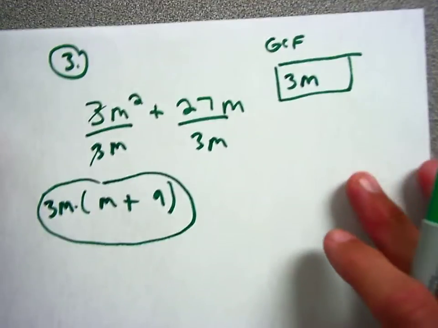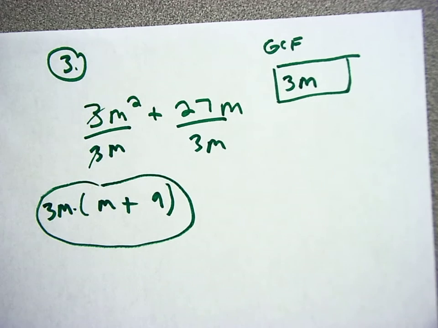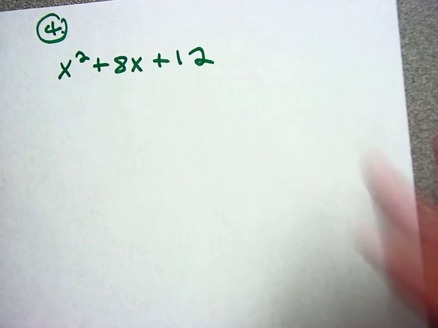Get in the habit of looking for a GCF, even though there's a big group of factoring where there won't be one, other than one, which is where I'm going in the next example. All right, here we go, more fun. So example 4 here.